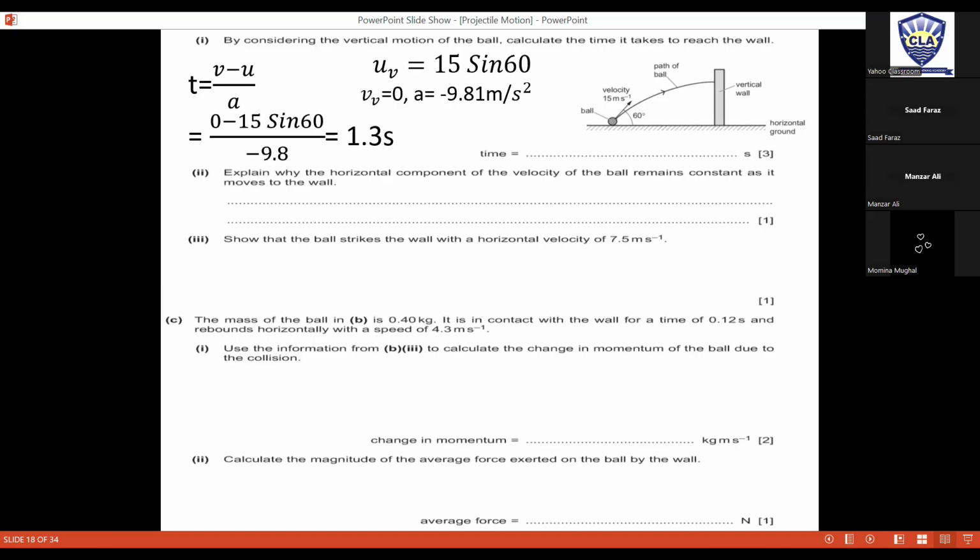Explain why the horizontal component velocity of the ball remains constant as it moves to the wall. We had said that horizontal velocity remains constant. Why? Because the force is only acting vertically, and we are neglecting air resistance as well. So there is no force in the horizontal direction. Therefore, velocity remains constant. There is no force along the horizontal direction, and also we have assumed that air resistance is negligible.